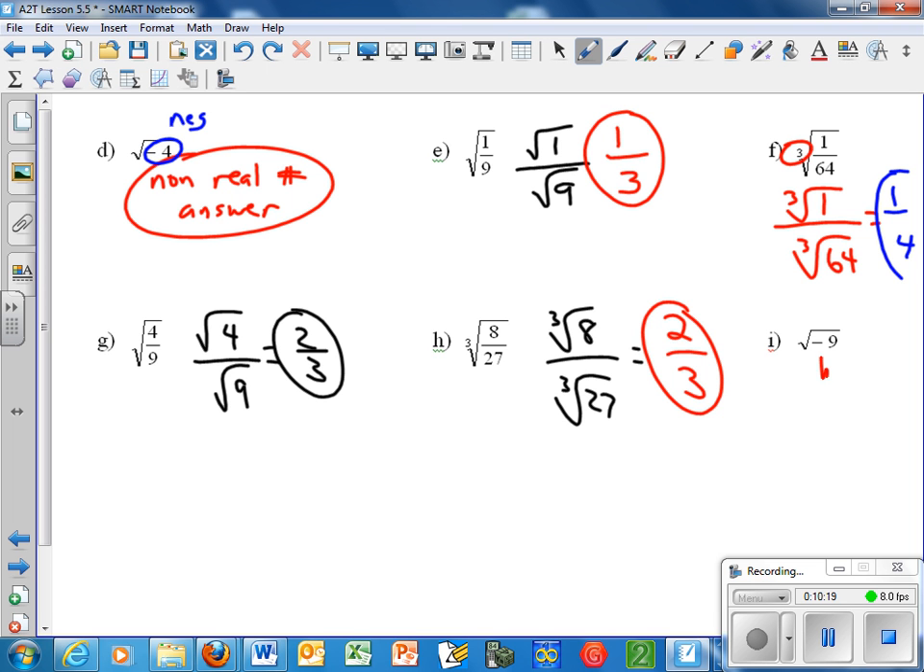Okay. Last one here. Square root of a negative is a non-real number answer. Again, because it is the square root of a negative. We'll talk about the imaginary solution to that, like I said, at the end of this chapter.